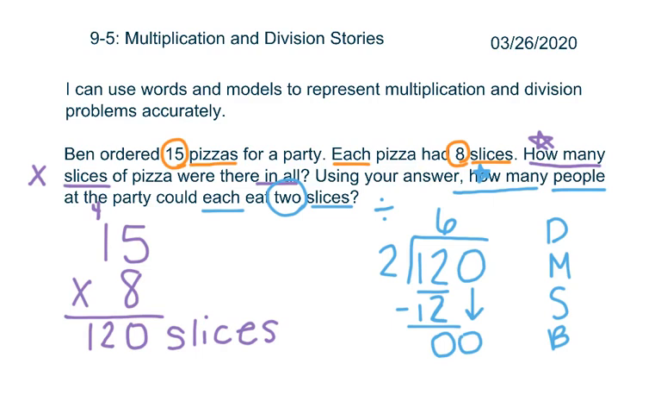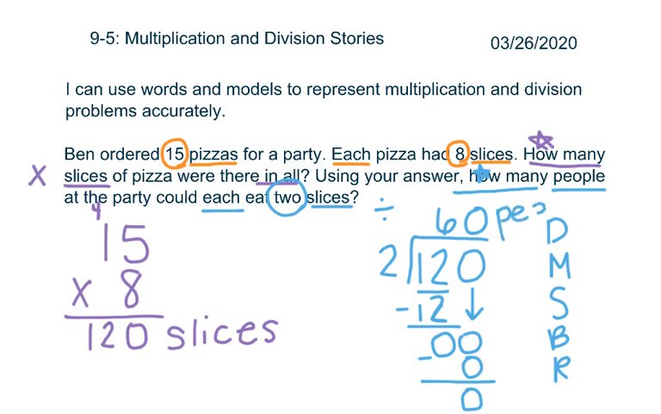How many times does 2 fit into 0? It fits in 0 times. 0 times 2 is 0. I subtract, I have nothing left over. So let's interpret this answer. 120 slices divided into groups of 2 means that 60 people could each eat 2 slices.